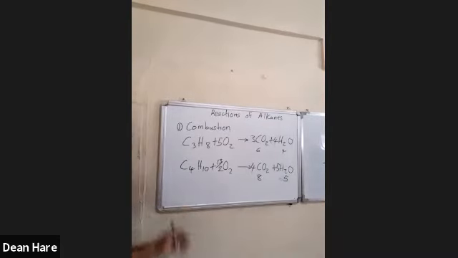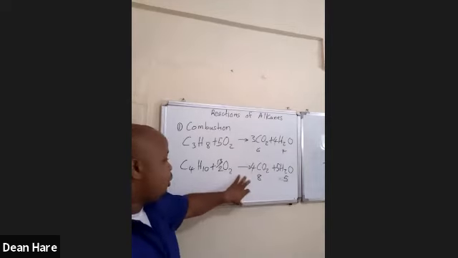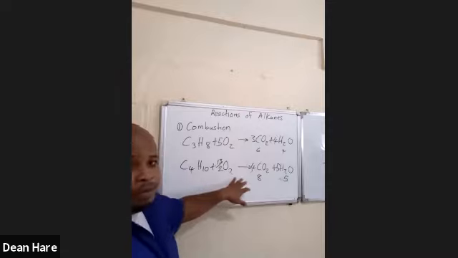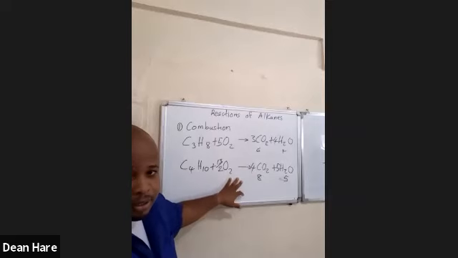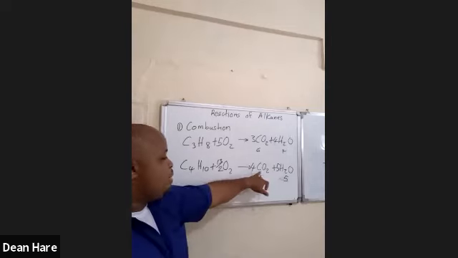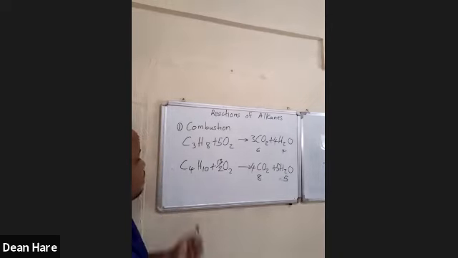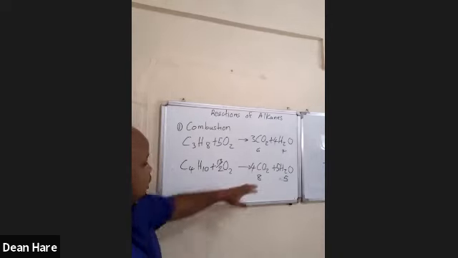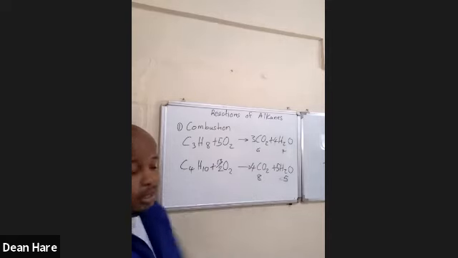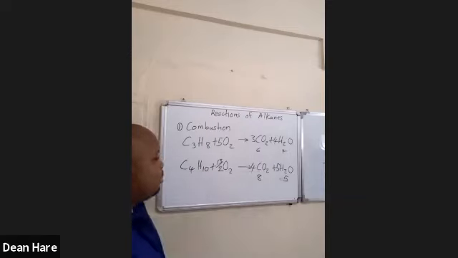So that's basically combustion. Now, this is complete combustion, which occurs when you have a sufficient supply of oxygen. If the oxygen is insufficient, you will get carbon monoxide instead of carbon dioxide. So this is when it is complete. If it is incomplete, you will get carbon monoxide and water.